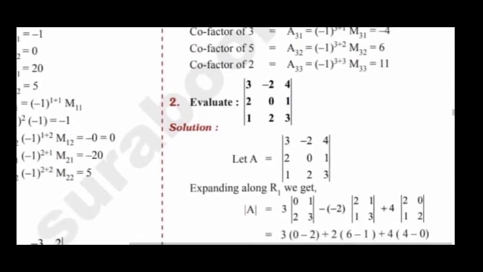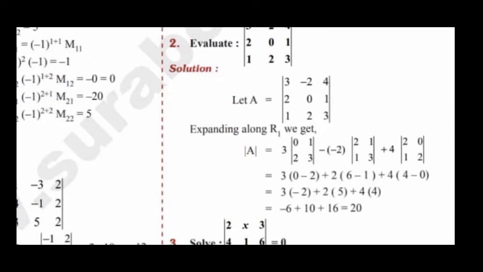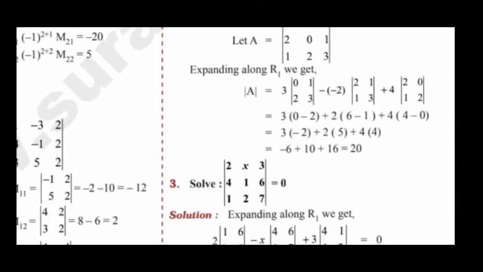It is evaluate. Here, let A equal to 3 minus 2 4, 2 0 1 and 1 2 3. Now I am expanding these things. Afterwards we are getting the value of determinant of A equal to 20.